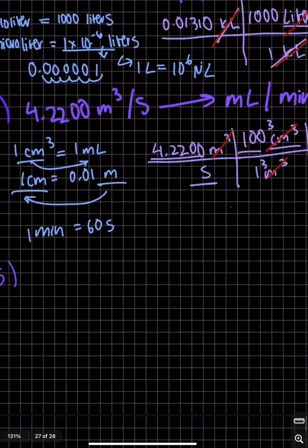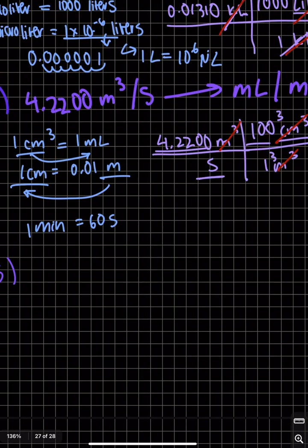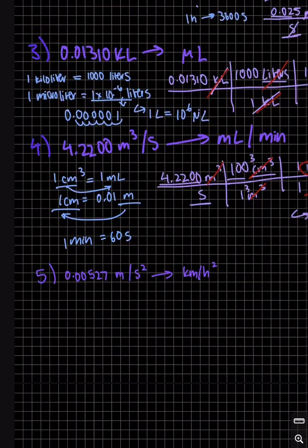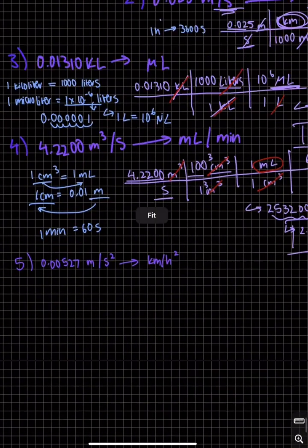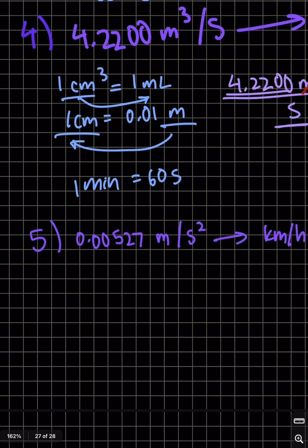So this one I have, and this was from the worksheet she actually gave us. My question is convert 0.00527 meters per second squared into kilometers per hour squared. Great. This seems great. So again, I just want to write my conversion factors here on the side. I know that 1 kilometer is equal to 1,000 meters. And then I know that 1 hour is equal to 3,600 seconds. I'm going to use these.